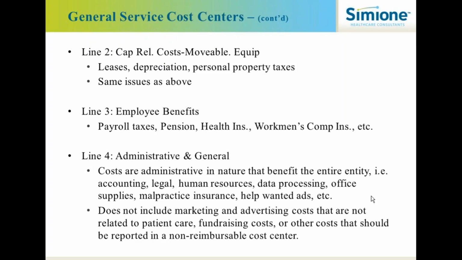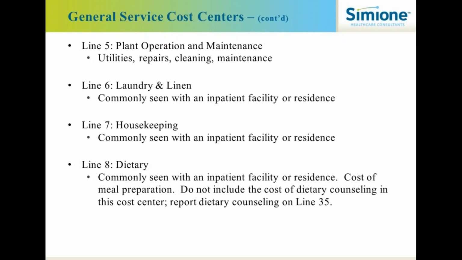Line 4 is our administrative and general costs. And these costs are administrative in nature that benefit the entire entity. Examples: accounting, legal, HR, data processing, office supplies, etc. Do not include marketing and advertising costs that are not related to patient care, fundraising costs, or other costs that should be reported in a non-reimbursable cost center. And there is a separate line on the new cost report for your marketing and advertising costs.